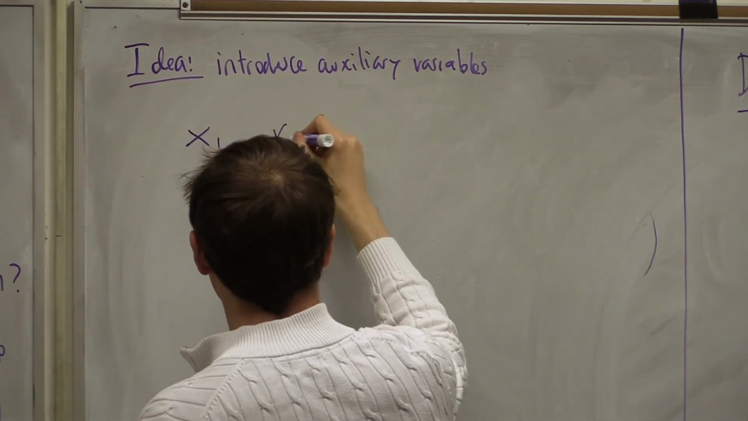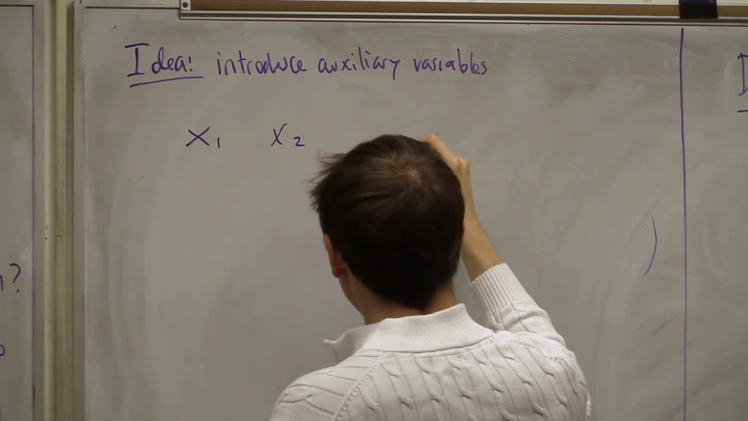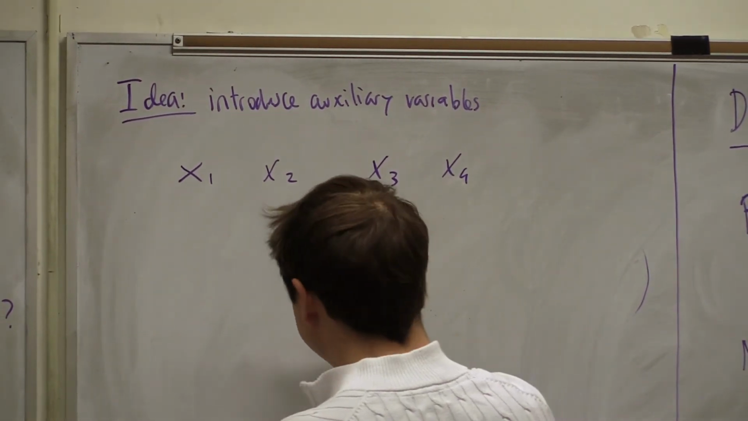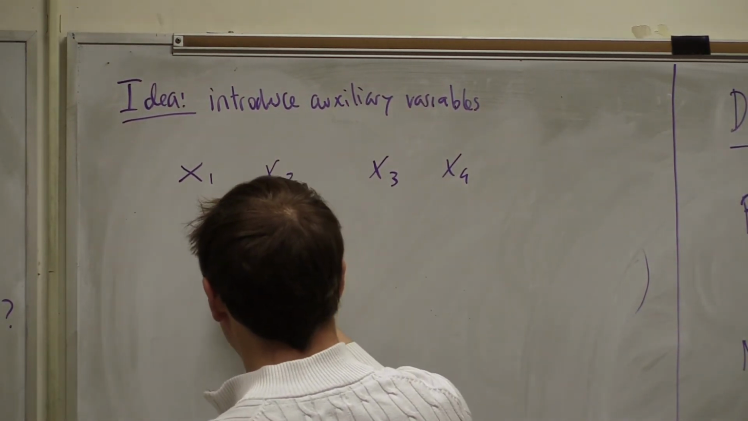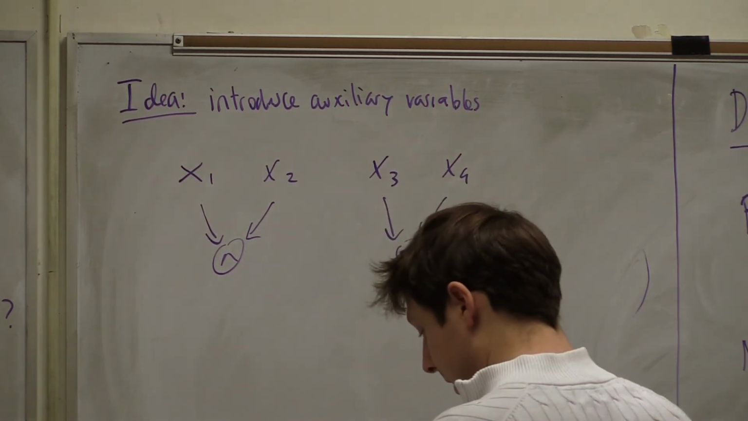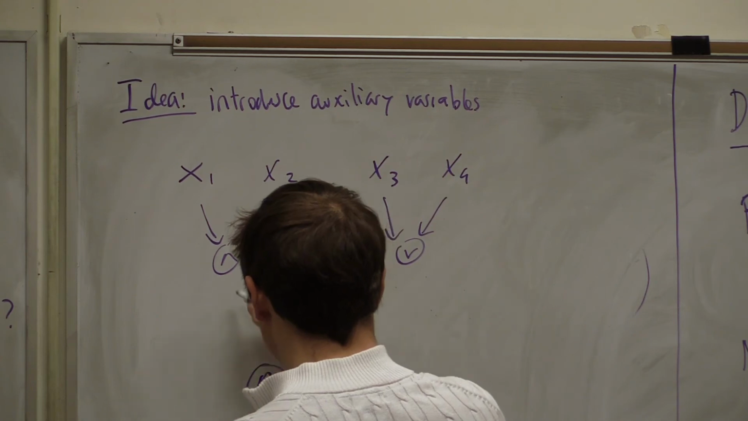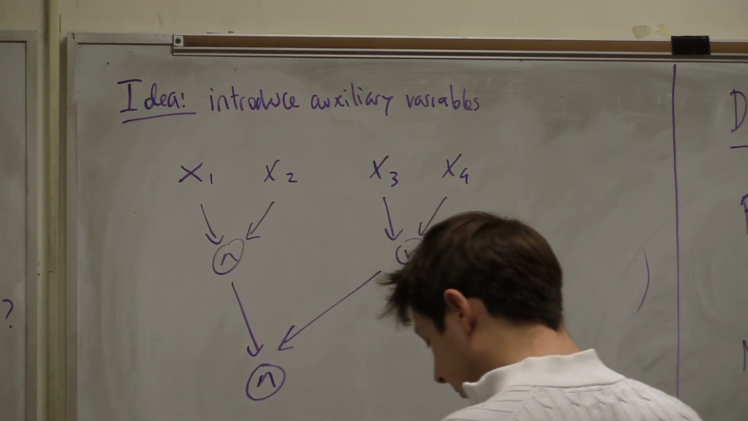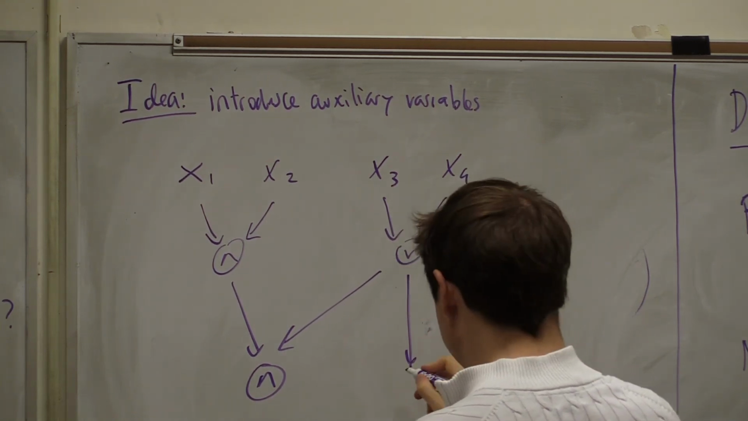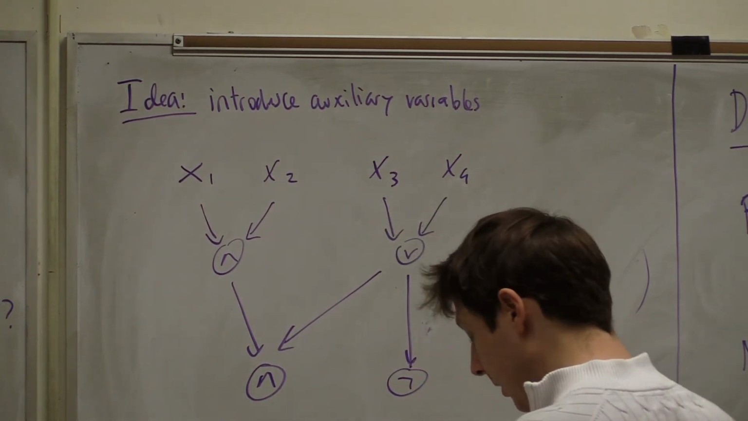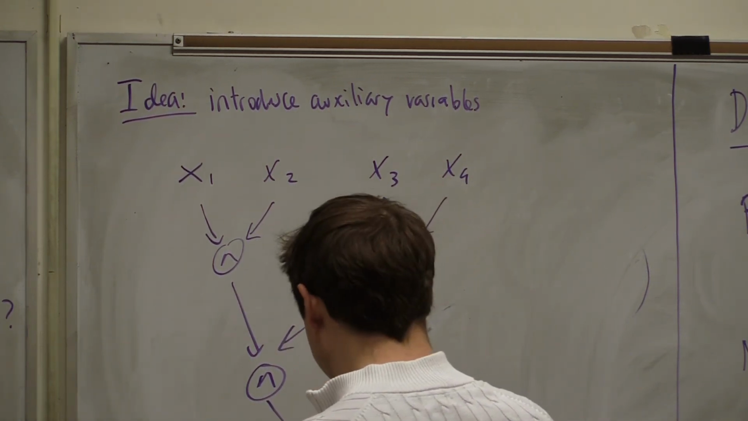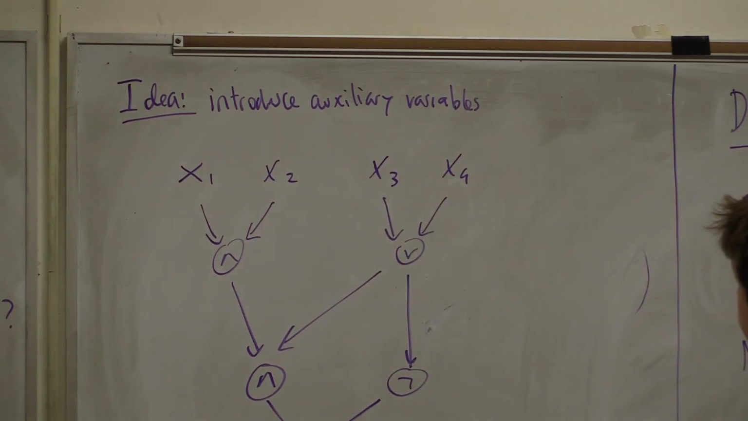So let's say our circuit looks like this. It has 4 input variables. The circuit has an AND here, an OR here, an AND here. Here we reuse this output, so that's why it's not a formula. We pass it into a NOT gate, and we take these 2 outputs and pass them through an AND gate again. Okay, so this is a circuit.